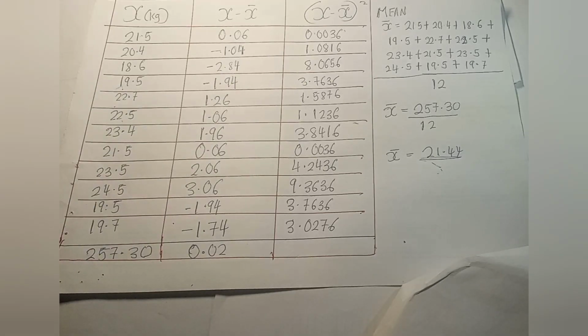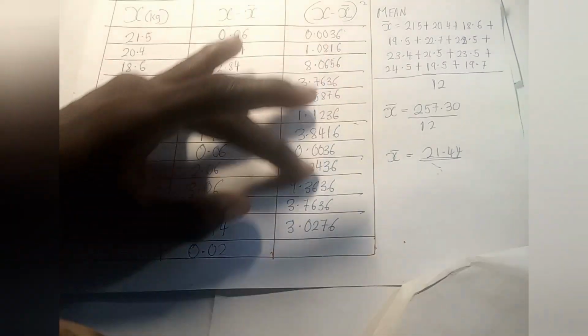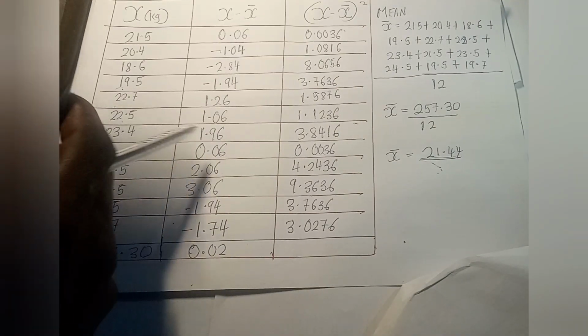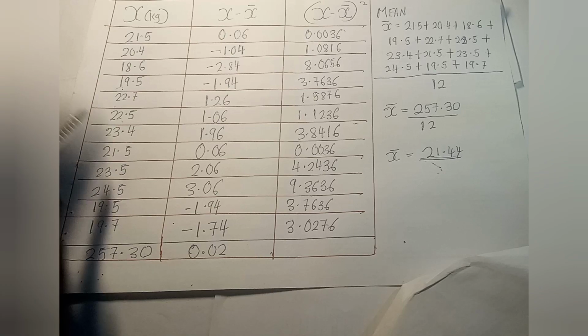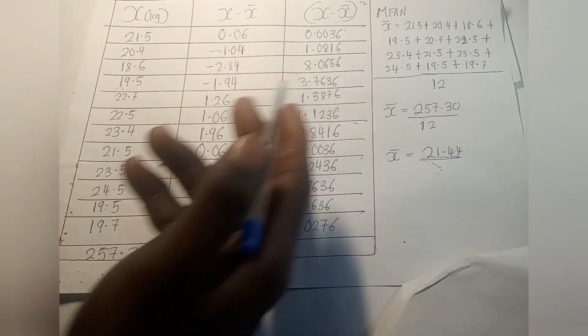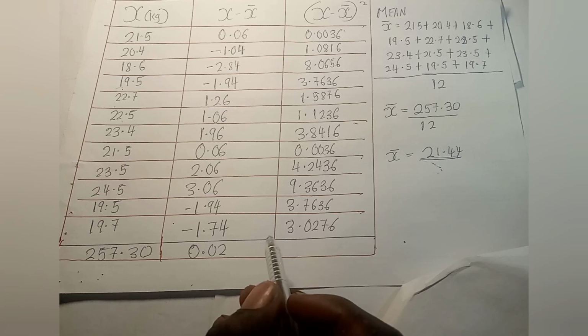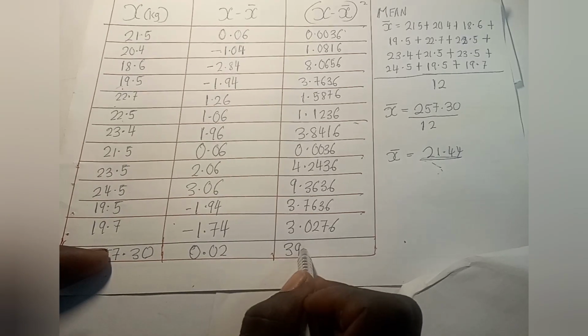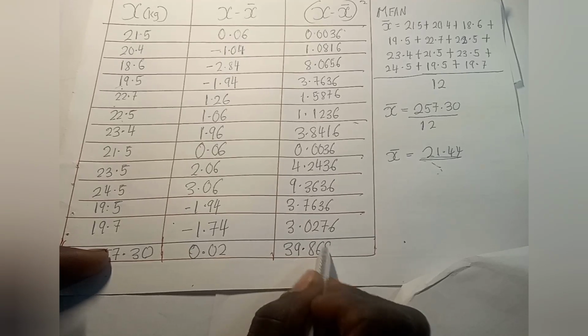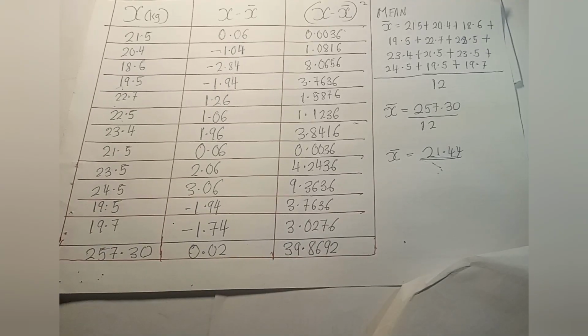The next thing to do is to get the total of x minus x bar square, which is what I will do then. I'm going to sum all this: 0.0036 plus 1.0816 plus 8.0656, which is 39.8692. This is the summation of x minus x bar square. So I've gotten the value, so I can proceed to my formula and substitute all the parameters there, which is what I'll be doing right now.